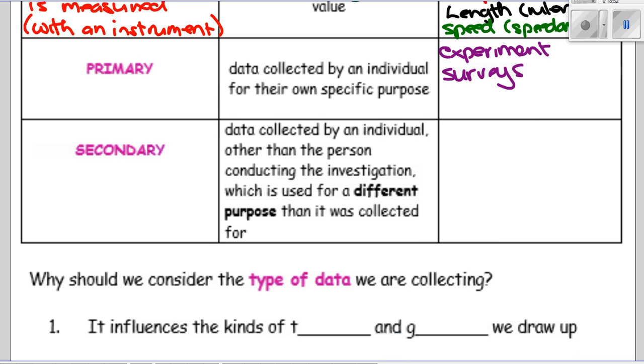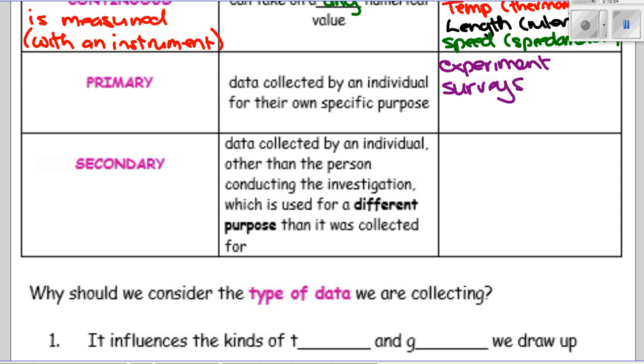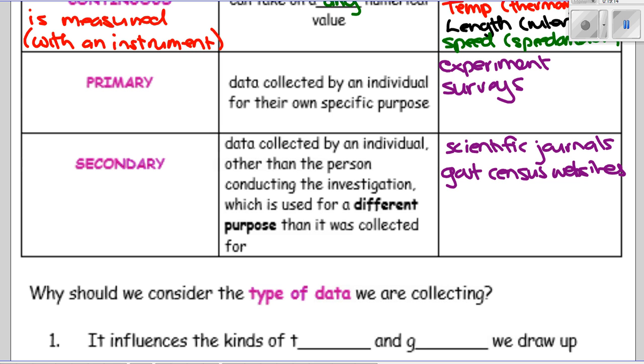If it was secondary data, what are some examples of secondary data you think? Scientific journals. Like government census, like websites. Yeah, these are all things where people get stuff for their IA. Like someone goes to government websites and gets their data.